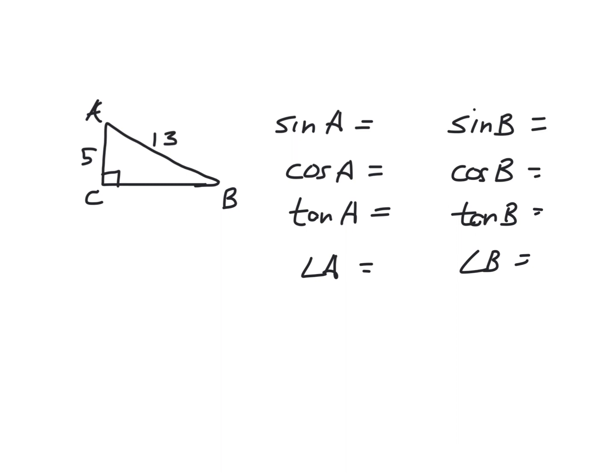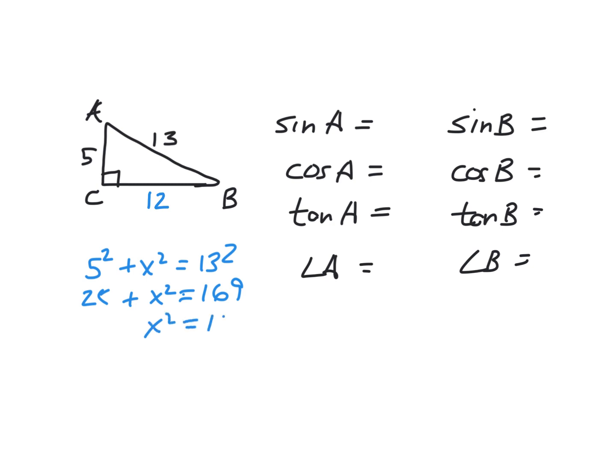Our next triangle here is a 5, something, 13, with 13 being the hypotenuse. I recognize that to be a 5, 12, 13. Otherwise, I could have gone 5 squared plus x squared is 13 squared. So 25 plus x squared is 169. Subtract that 25, and x would be 12.